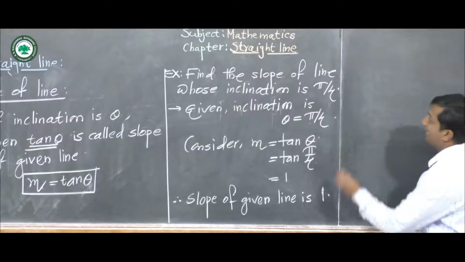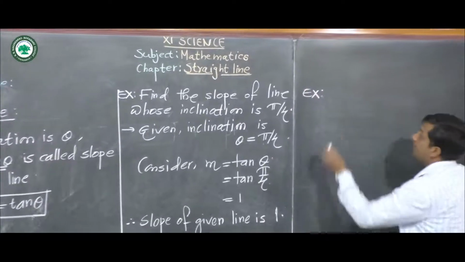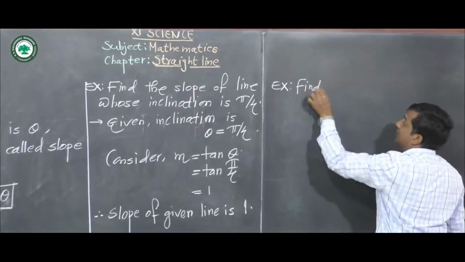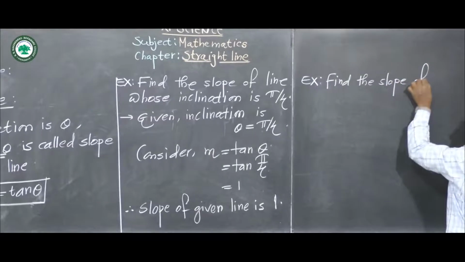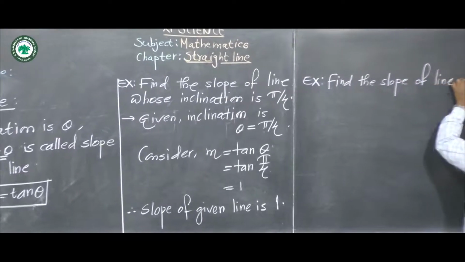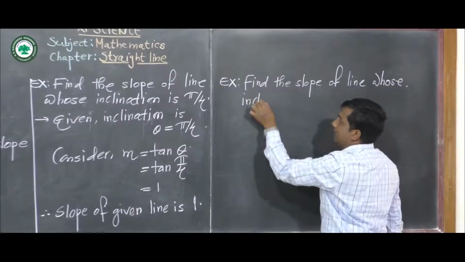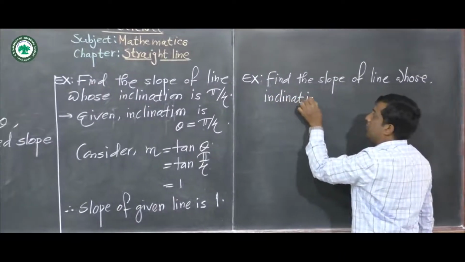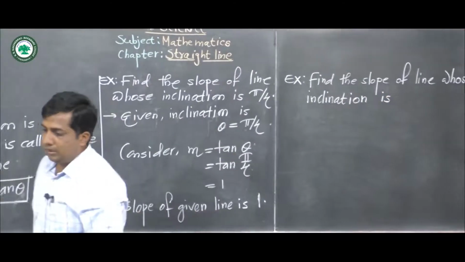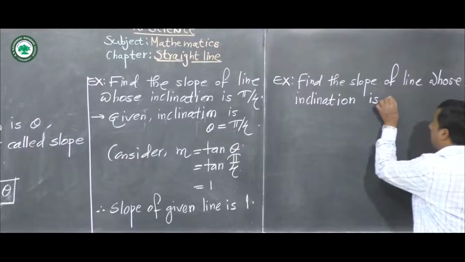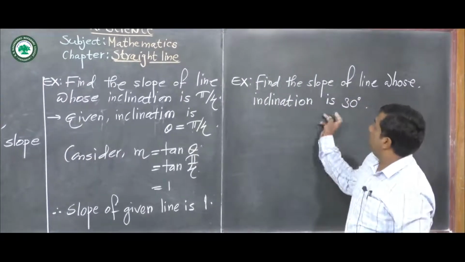Now we go with our second example. Here again we have to find the slope. Find the slope of the line whose inclination is 30 degrees. Okay, again we have to find the slope.